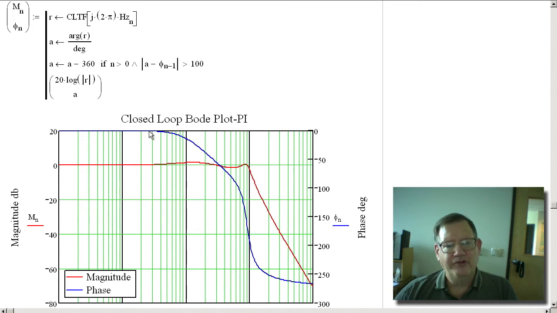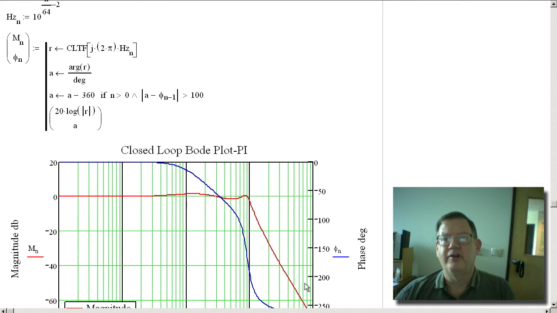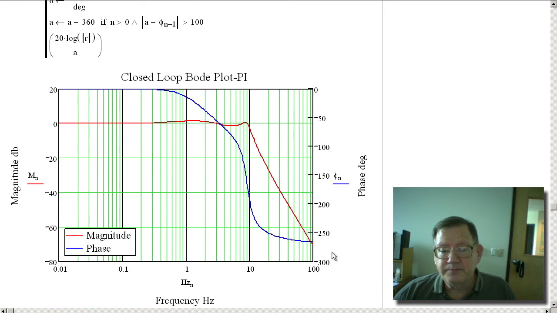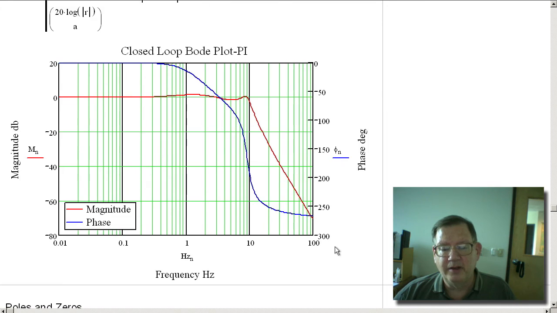And you can see that the phase starts decaying pretty quickly, and then it goes to minus 270, and the reason why it does that is because the PI creates 1 zero, but there are 4 poles. So altogether, there's 4 poles minus 1 zero times 90 degrees is minus 270 degrees.